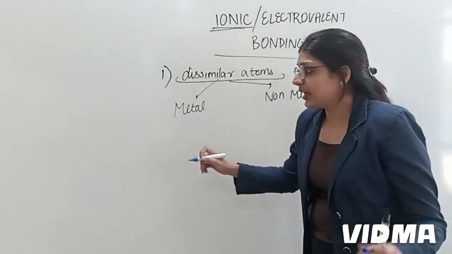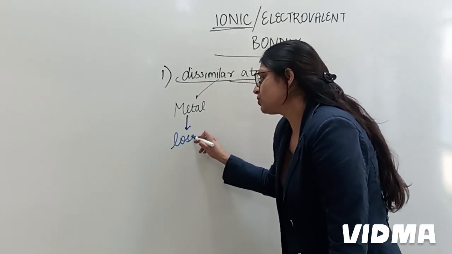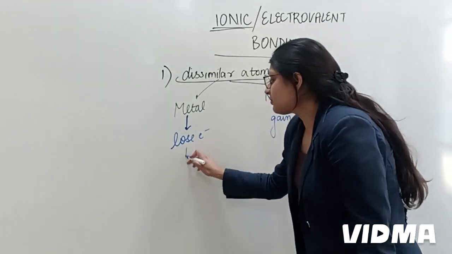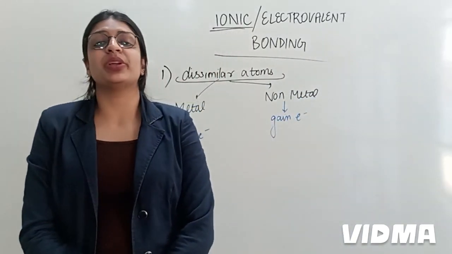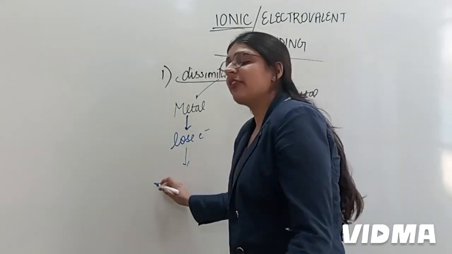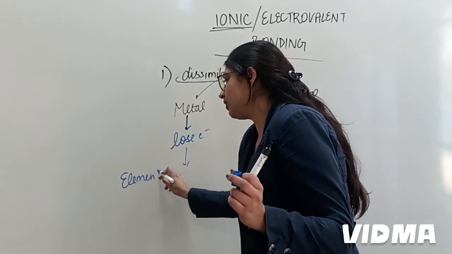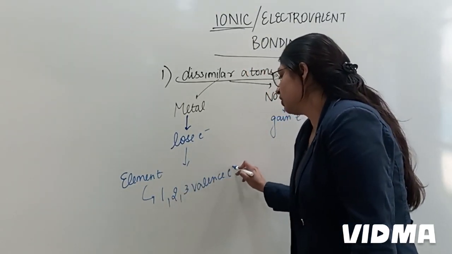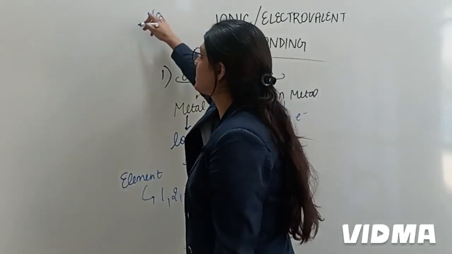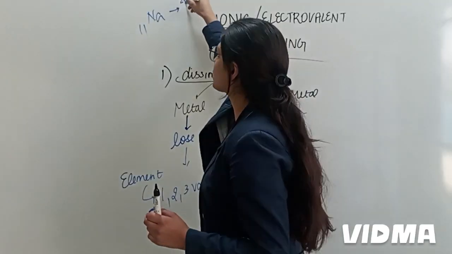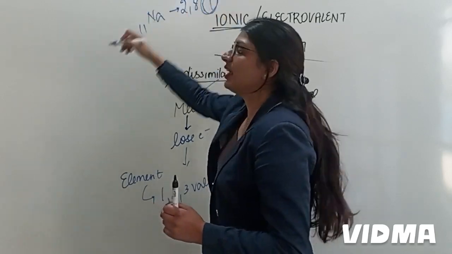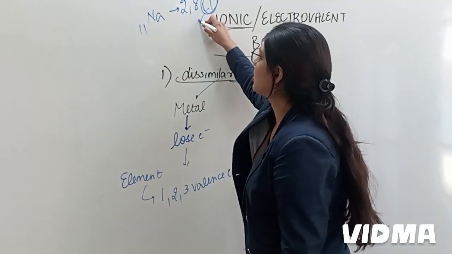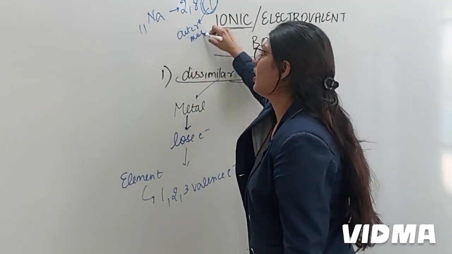After that, the metal will lose electrons, and the non-metal will gain electrons. Now which element is considered a metal? Whenever an element has 1, 2 or 3 valence electrons. For example, sodium: its atomic number is 11, so the configuration is 2, 8, 1. This 1 electron is present in its valence shell. The valence shell is the outermost shell.